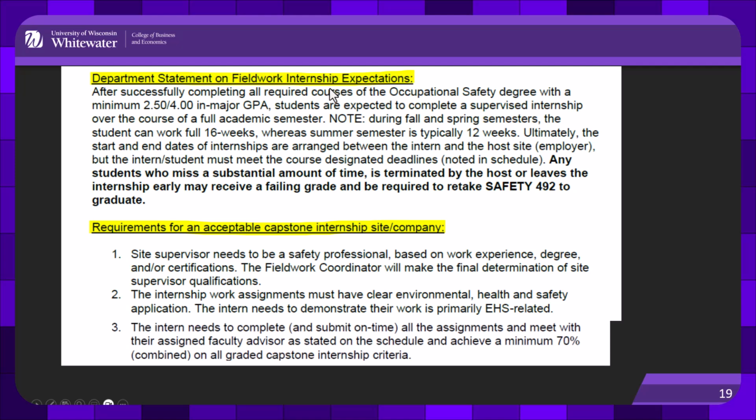Let's see here. So when you're looking for a capstone, make sure it starts on or right around the first day of that semester and goes through the end. There are exceptions from time to time, but it makes it a lot easier on us if we can put you all on the same timeline and have the same deadlines.